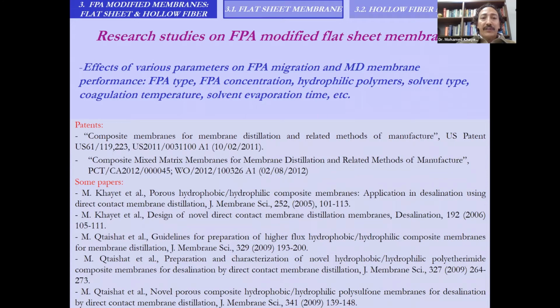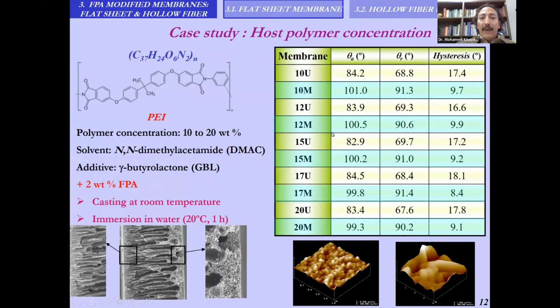We developed various research studies on FPA-modified flat sheet membranes. Here I would like to share with you a case study on the effect of the host polymer concentration. In this case, we used polyetherimide as the host hydrophilic polymer. The concentration of FPA was maintained at 2 weight%. The concentration of the host hydrophilic polymer was varied from 10 to 20 weight%. You can observe that the water contact angle of the modified membranes is higher than that of the unmodified membranes. This is a cross-section of the modified membrane, and these are the AFM images of the top surface and bottom surface of these modified membranes.